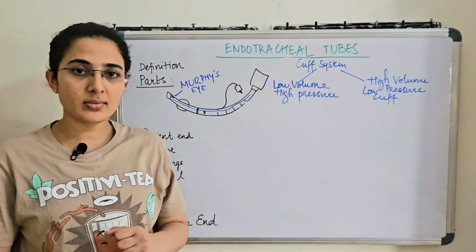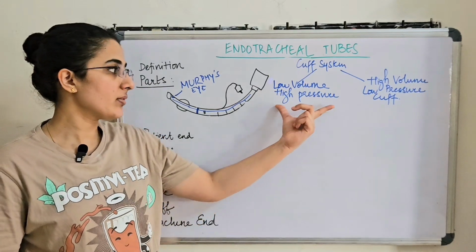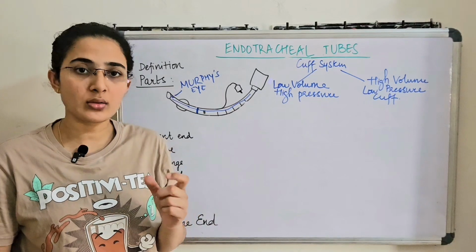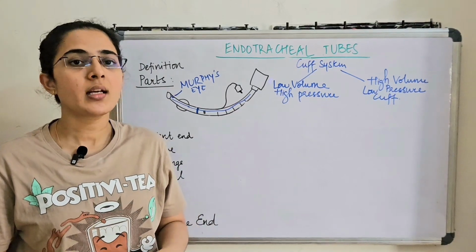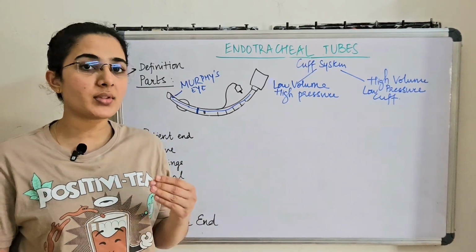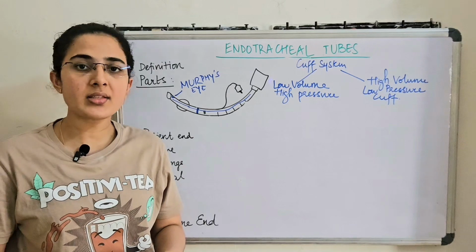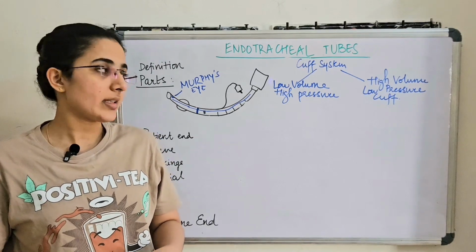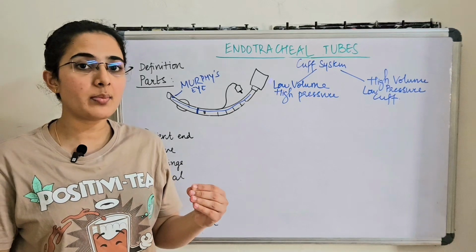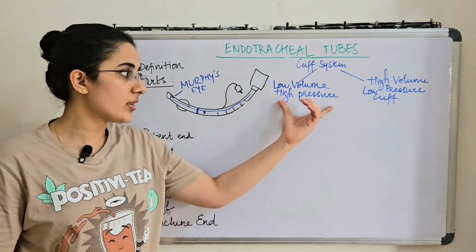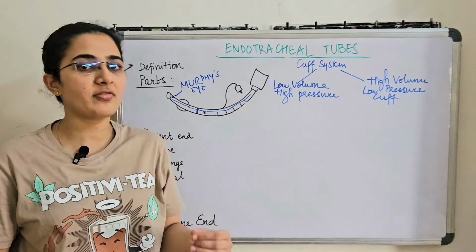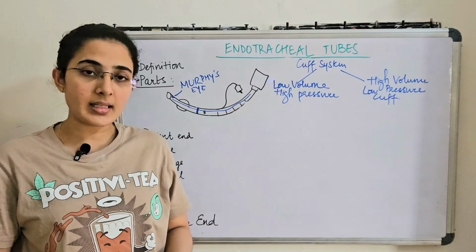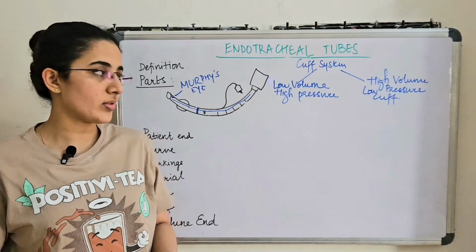Their compliance is very low. These cuffs which will be providing actually a good seal with the trachea, but unfortunately because of the high pressure, they have increased chances of causing ischemia to the trachea. That is, the capillary pressure will be overcome with the pressure that is caused by the cuff on the trachea, causing tracheal scarring and tracheal stenosis.